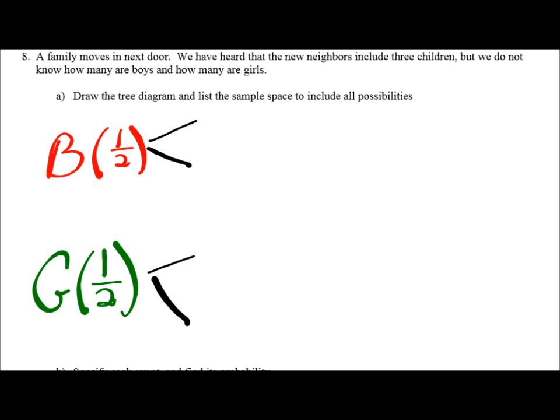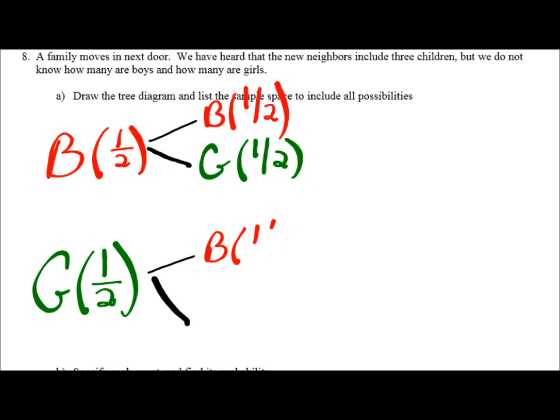The first child being a boy doesn't really have any impact on what the second child will be. The second child could either have been a boy or could have been a girl. The probability of having a boy was 1 out of 2. The probability of having a girl was also 1 out of 2. Or maybe the first child was a girl. Well, the second child could have been a boy, 50% chance there, 1/2 probability. Or the second child could have been a girl.